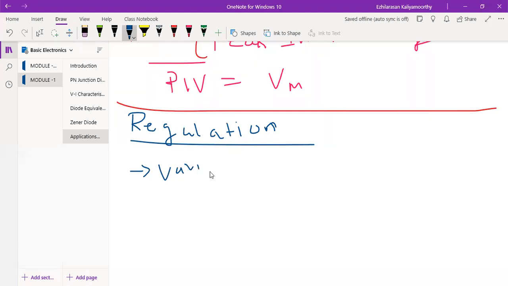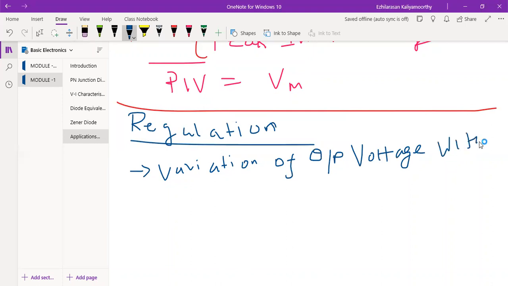Variation of output voltage with change in current. Change in current, I will write as del I. Very simple. Del I means nothing but a change in current. That is what we will shortly denote as change in current.